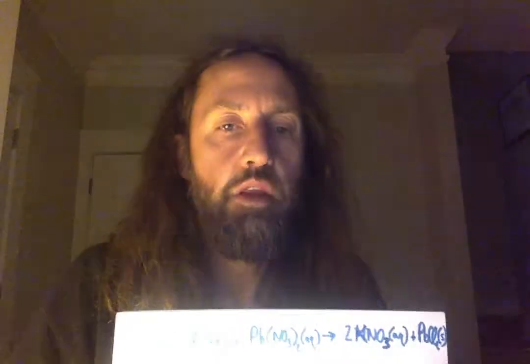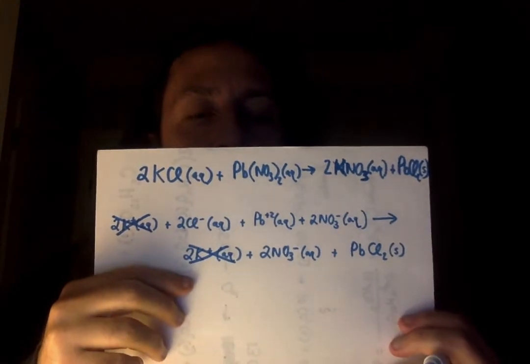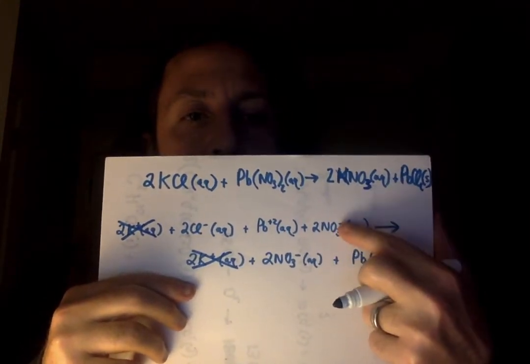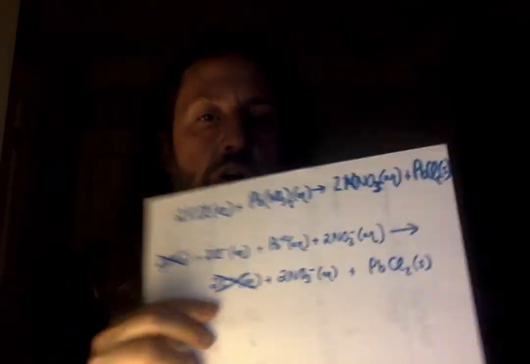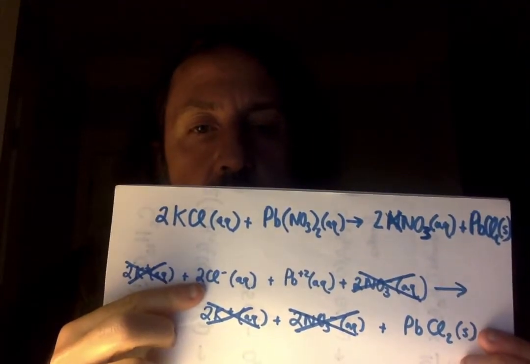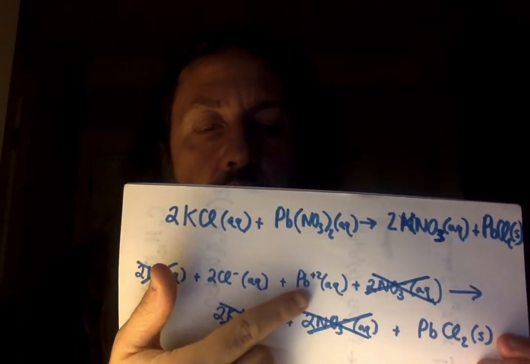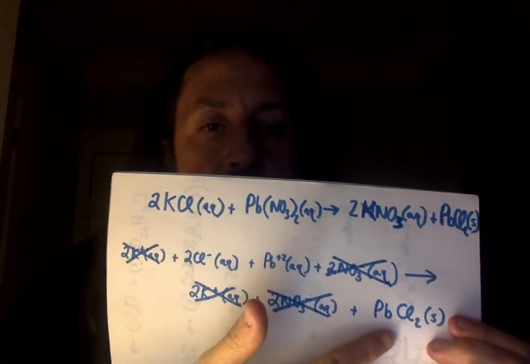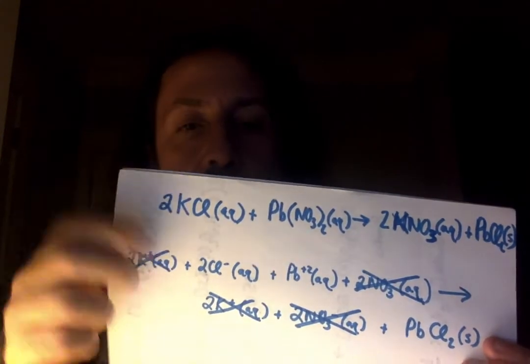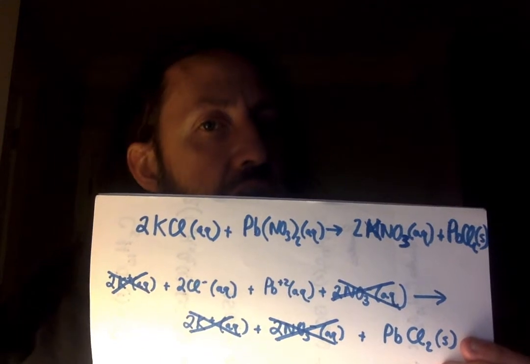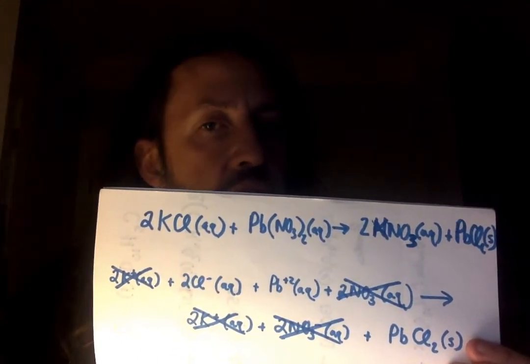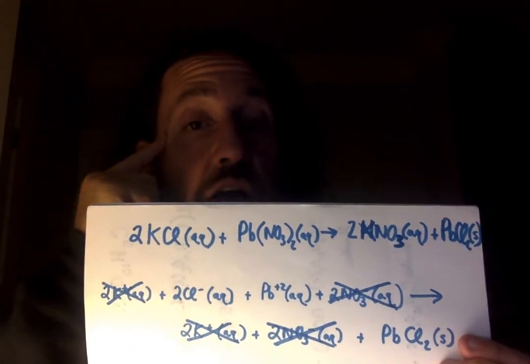So I'm going to cross off my potassium. I also notice that the nitrate is here as a reactant and here as a product, so I cross it off. Which leaves me 2 chloride ions, a lead 2 ion, and then my precipitate, lead chloride. The reason why I crossed off these guys is they don't really take part in the reaction. They start in solution and they end in solution. They're known as spectator ions.